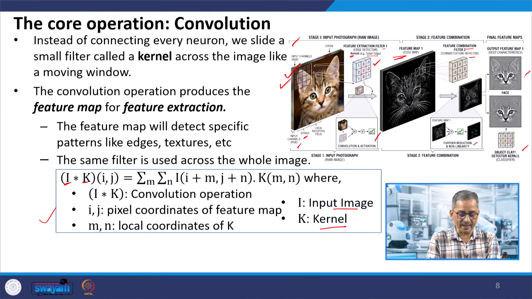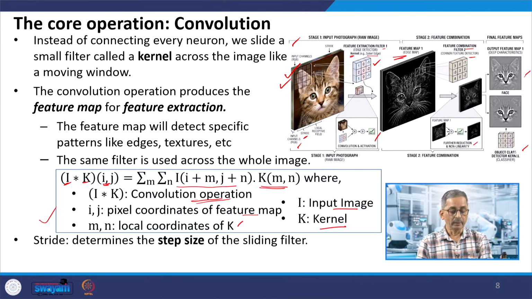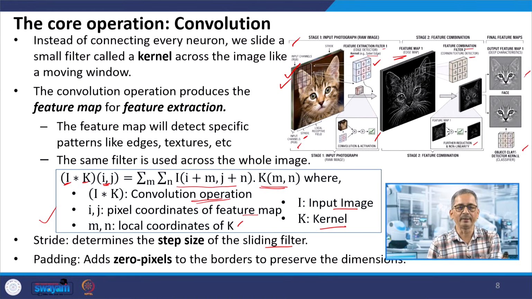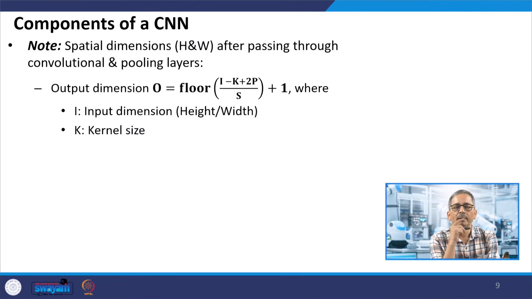Here i, j is the pixel coordinate of the feature map, and m, n are the local coordinates of the kernel K. So, this is the image and this is the kernel, and I star K represents the convolution operation. As I said, stride determines the step size of the sliding filter as it is moved over the image. There is also a term called padding, which essentially means adding 0 pixels to the border to preserve the dimensions. Next, let us look at the components of the CNN.